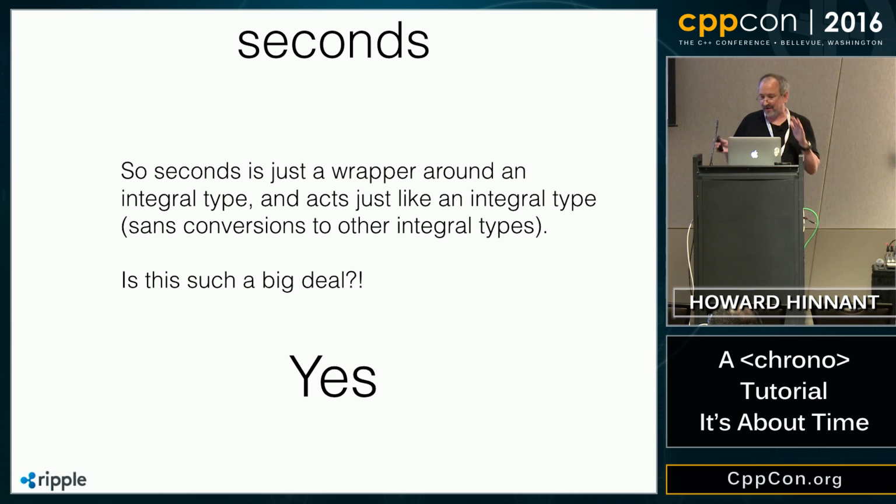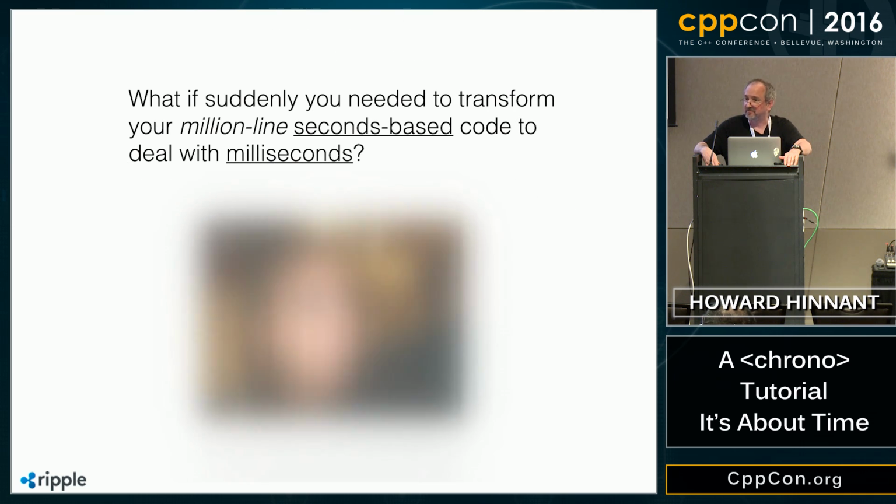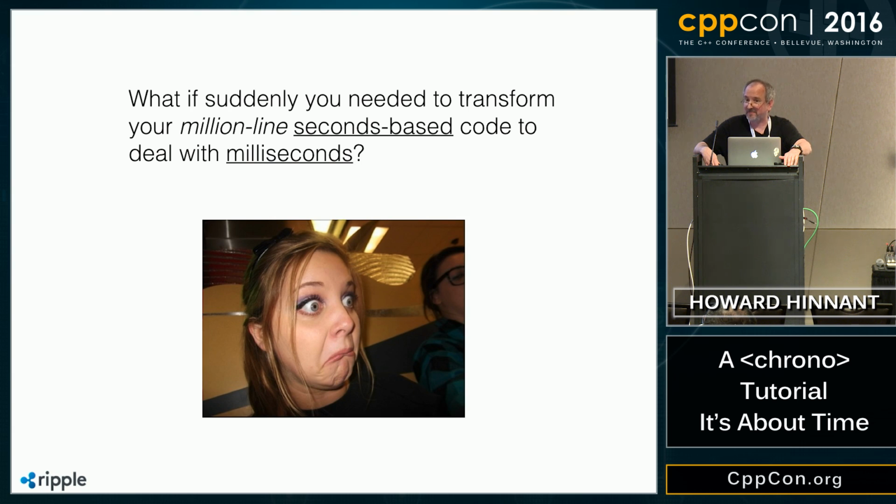So one of the things you might imagine is, let's say you're in charge of a large program, maybe a 1,000,000-line program, maybe 100 million lines of code. And you've got all this timing code through it, and it's all based on seconds. And somebody comes through and says, we need to start trafficking in milliseconds. Can you make that happen?